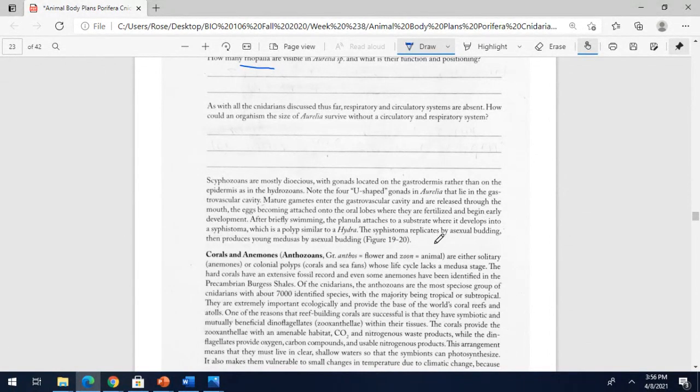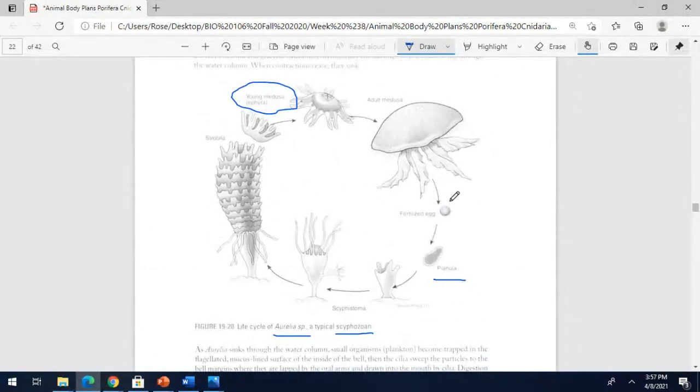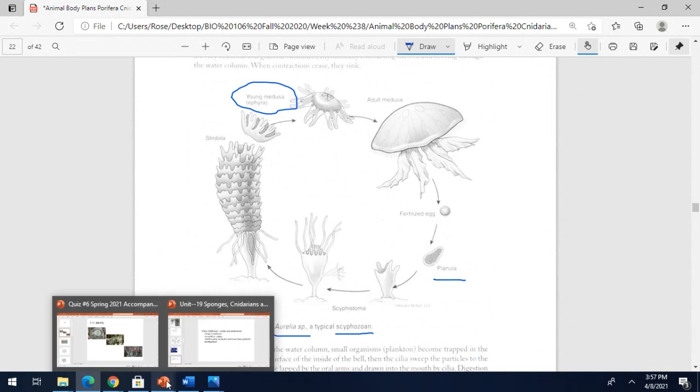Okay, so the scyphostoma here replicates. That's the thing I was pointing out to you, by asexual budding. So they make clones of each other, and then it produces young medusae by sexual reproduction. This is where we talk about when they make the strobili. Here is asexual reproduction, but this point in the medusal stage is sexual reproduction, where it makes sperm and egg, and they will fertilize and make a new individual colony.